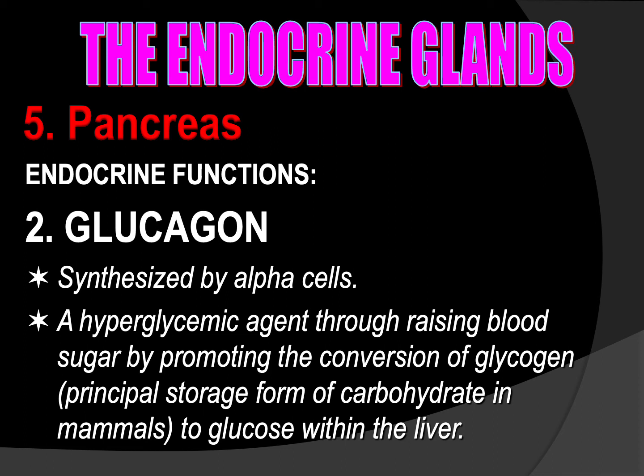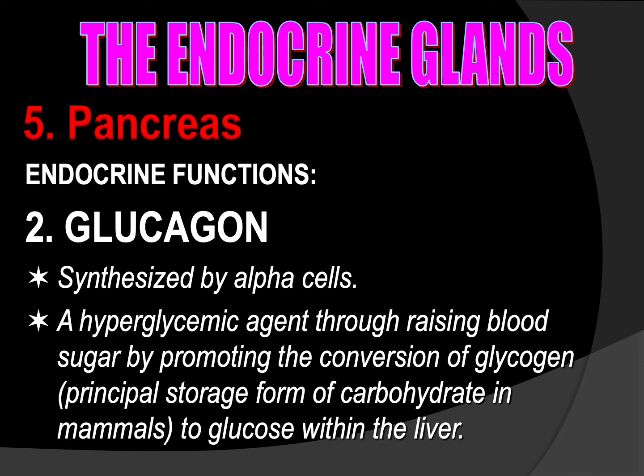Sa insulin, hypoglycemic agent siya. Kasi pinapapasok niya yung glucose sa loob ng cell. Kaya bumababa ang glucose sa blood. Pero ang glucagon nagpapataas ng glucose sa blood because it promotes conversion of glycogen within the liver to become glucose.